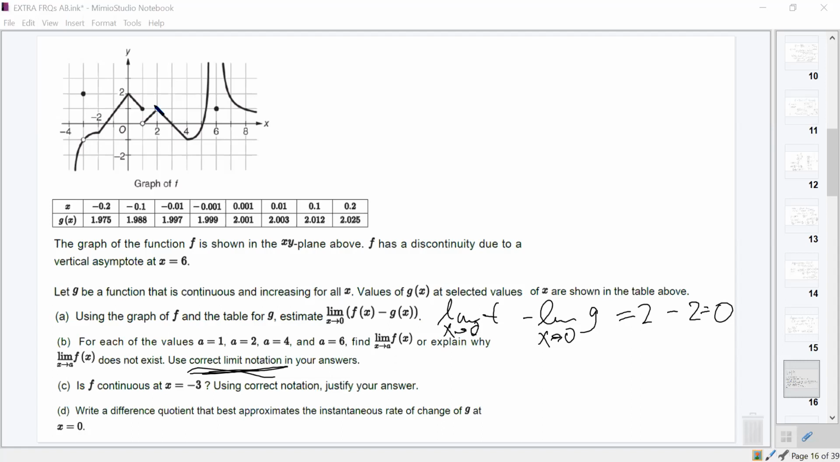Part C says, is f continuous at -3? Using correct notation, justify your answer. So they like to occasionally ask if something is continuous at a point. So we wonder if it's continuous at -3. That means that f of -3 has to exist.